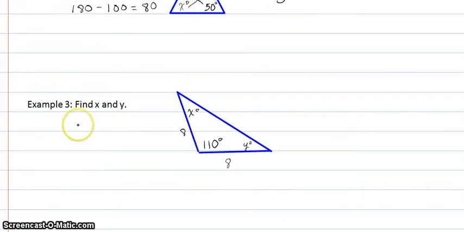In the third example, again, we're going to find x and y. And this time it gives us lengths of sides. And you'll notice that they're the same length. So that means that x and y are going to be equal angles. So what I'm going to do is subtract 110 from 180 degrees, because we know that all those angles have to add up to 180 degrees.